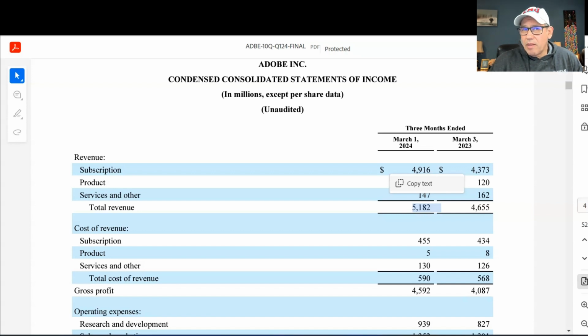Adobe is a pretty mature company. It's been around for a while. So that's a very good growth rate. It shows that the management team's doing a good job growing the company. So we know the company's growing. You may have companies that are losing sales.